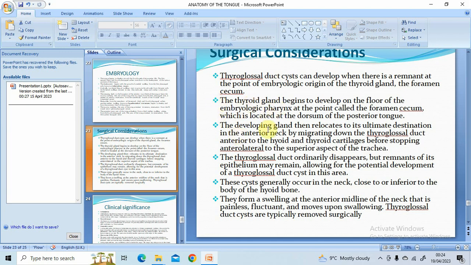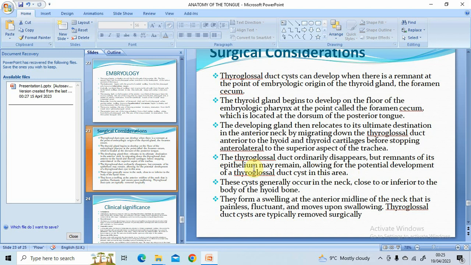The developing gland then relocates to its ultimate destination in the anterior neck by migrating down the thyroglossal duct, anterior to the hyoid and the thyroid cartilage, before stopping anterolateral to the superior aspect of the trachea. The thyroglossal duct ordinarily disappears, but remnants of its epithelium may remain, allowing for the development of a thyroglossal duct cyst in this area.